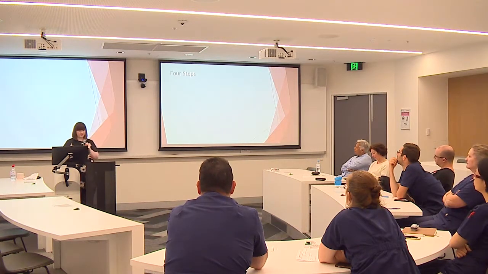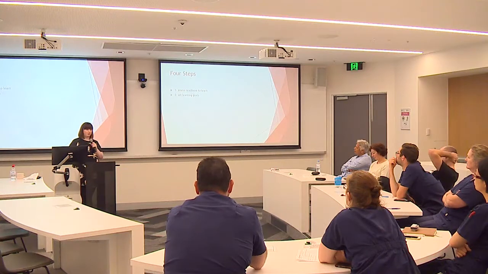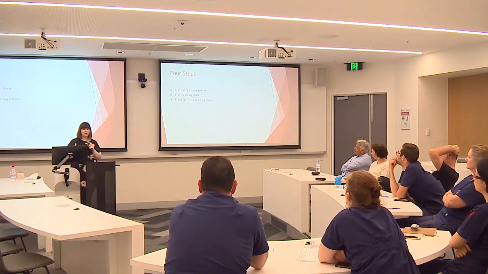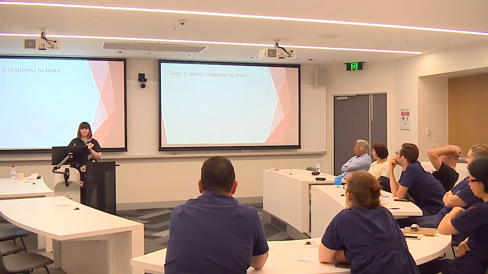So it's a 4-step process, okay? The first step is assessing the readiness to learn. Are we in the right space, the right frame of mind to actually go about it? To then set some goals so that it's not just nebulous, that there's an actual target to be achieved. To go off and engage in the learning process, and then to evaluate the learning.